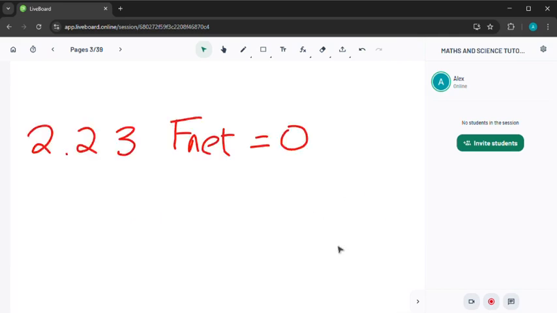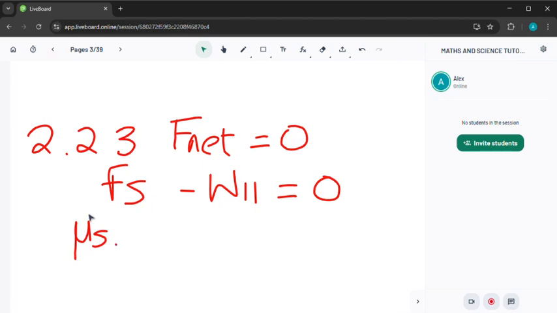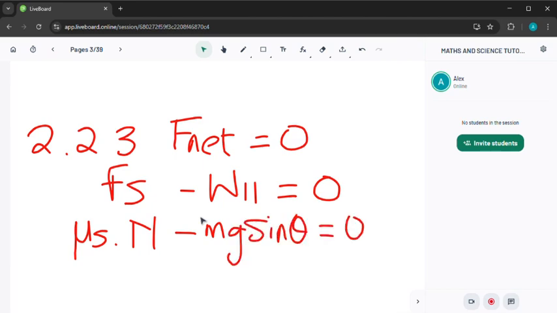So let's do that. I'm going to say Fs minus weight parallel is equal to 0. And then we know that Fs is equal to the coefficient of static frictional force multiplied by the normal force, minus W parallel. When we manipulate it, W parallel is mg sine of theta. That is, W parallel is mg multiplied by sine theta.